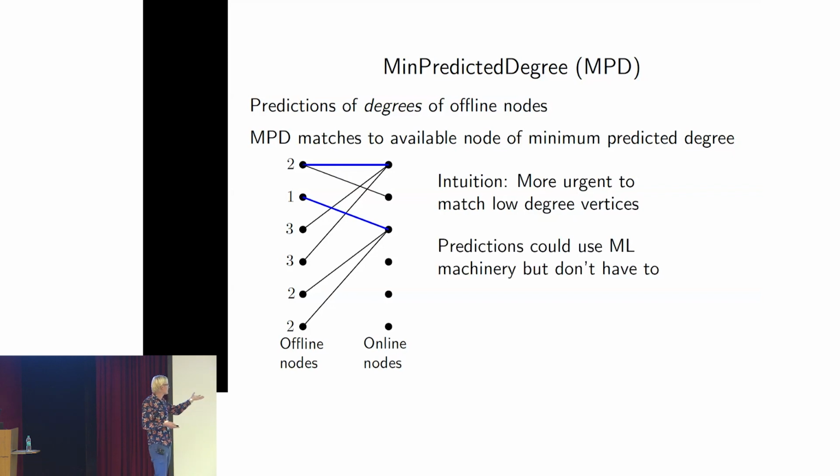Again, I want to point out that these predictions could be made using some machine learning machinery, but they don't have to be. We could have a sequence of graphs that develop over time, and we could use the predictions from yesterday's graph to predict the degrees of the current graph.